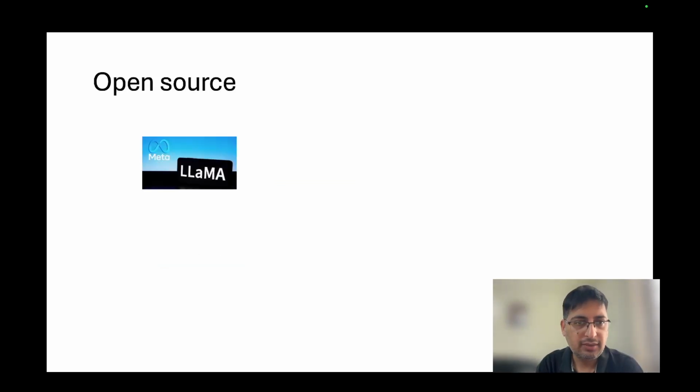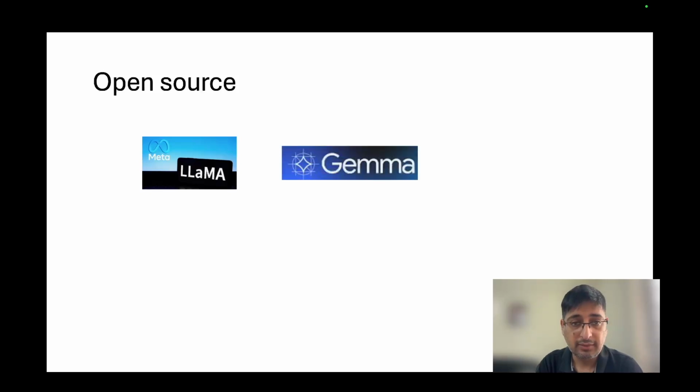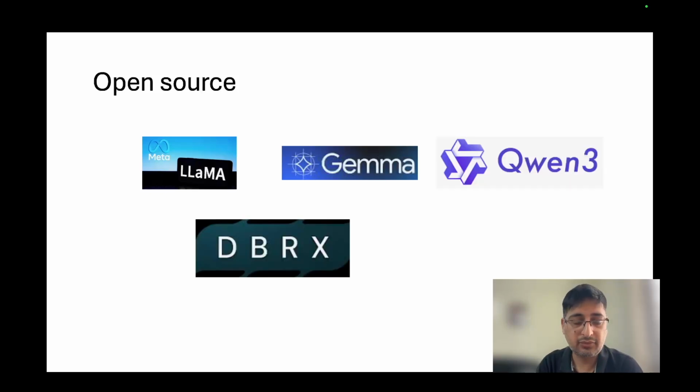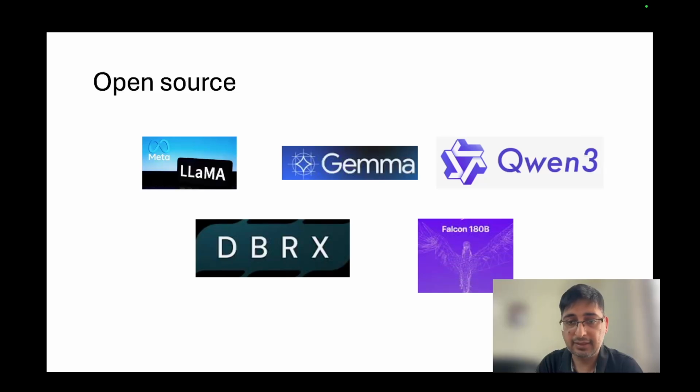Then there is a class of models which are open source. Llama is by Meta. It may not be as accurate as the foundation models or the paid models that you see, but it's free. This enables a lot of developers to use it, improve it, and build applications on top of it for free. Then there is Gemma by Google, Qwen by Microsoft, DBRX from Databricks, and Falcon. Falcon is a model created by the UAE government, and it is also considered to be fairly popular.